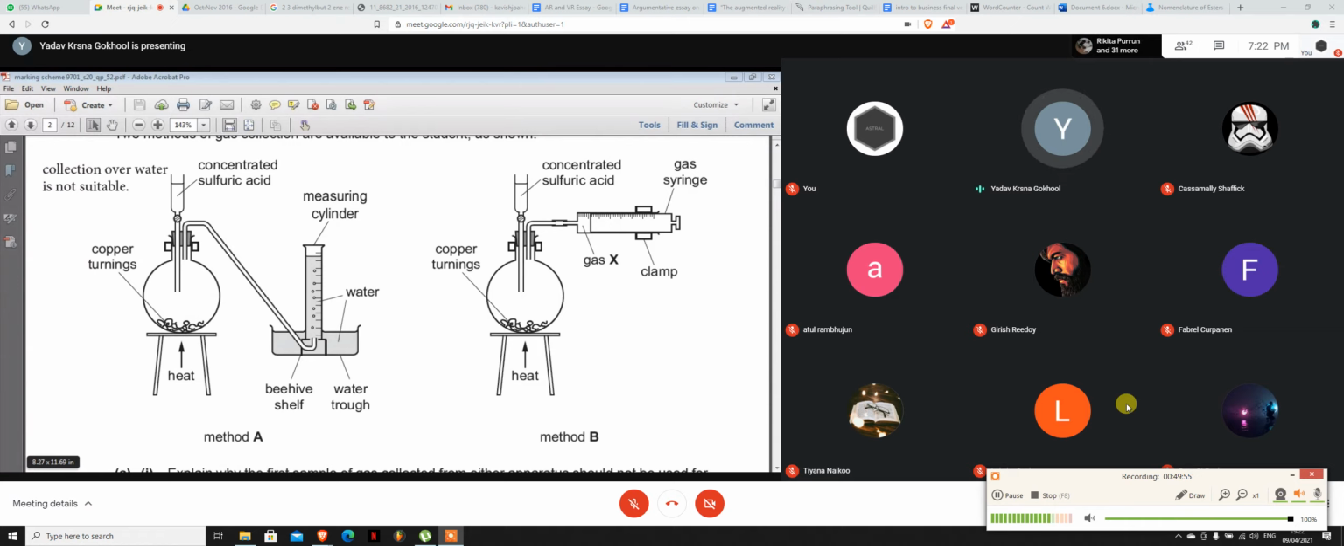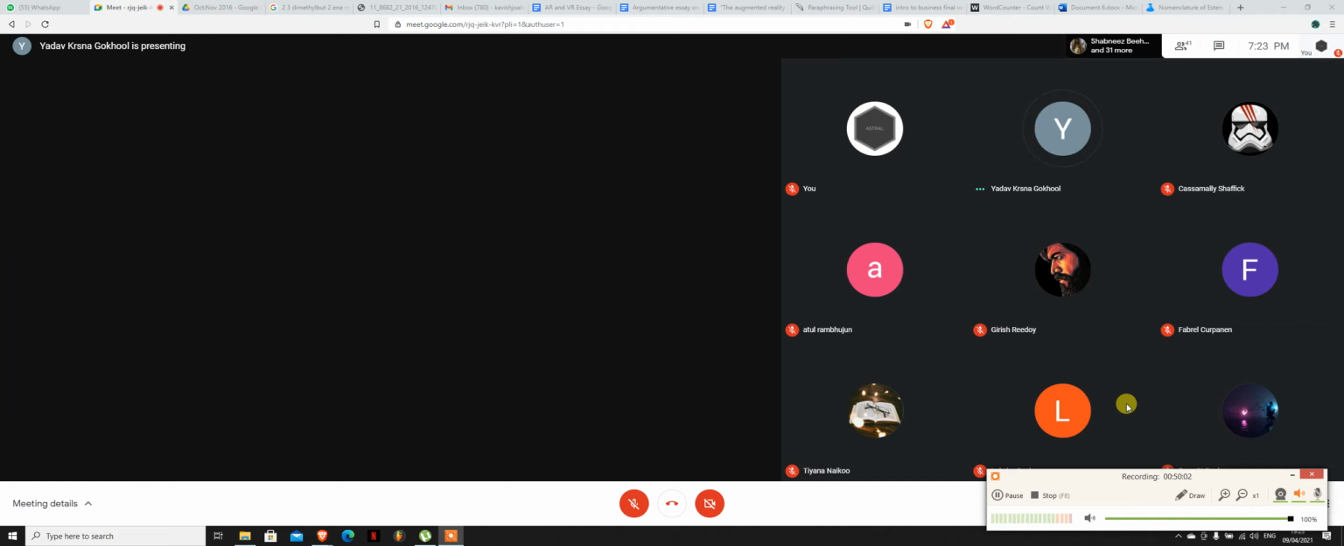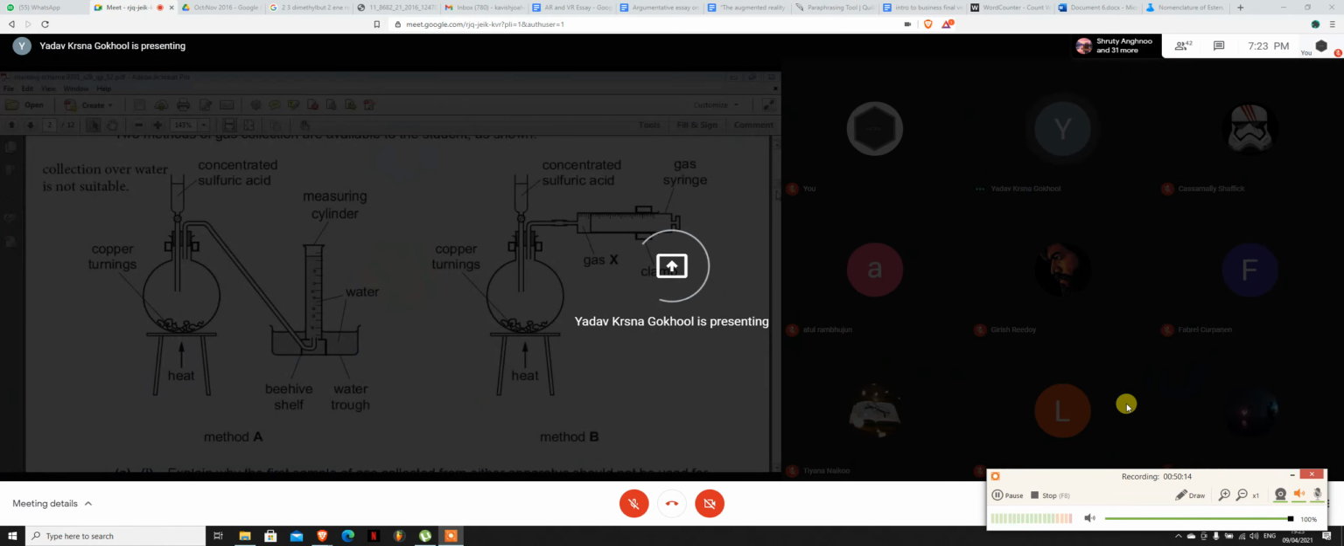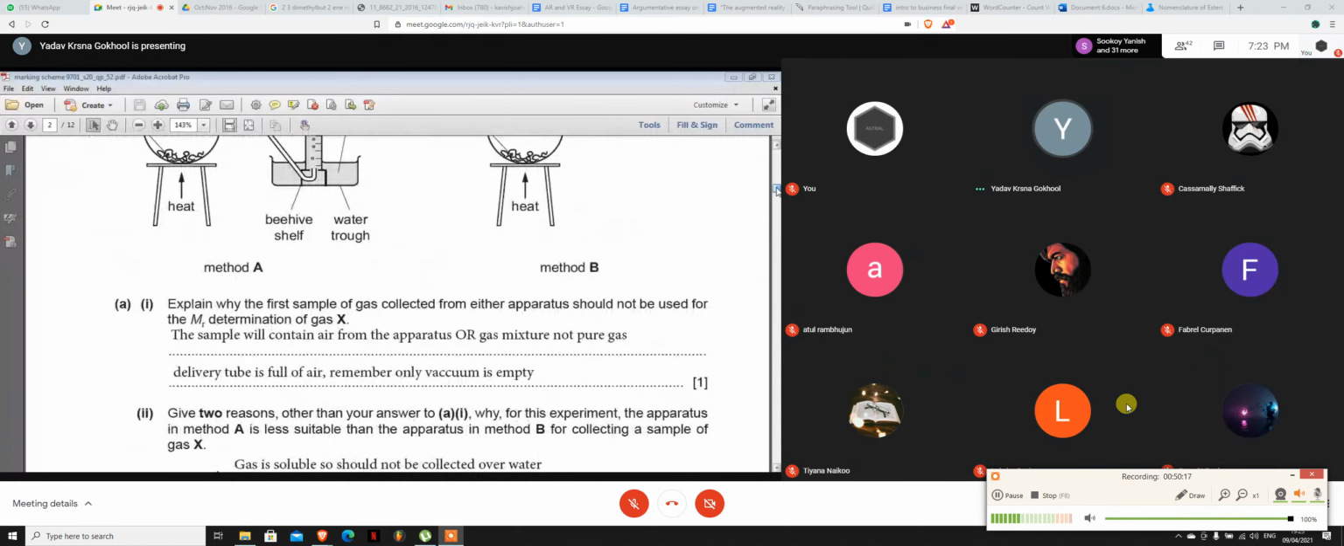So we have to neglect the first parts, okay, the first few volumes which are coming. We have just to neglect them. How we are going to do that, Cambridge has not asked, so we are not going to bother about it for the time being. But this is what is written. Okay, then I have written down that every tube is full of air. Remember, only vacuum is empty. So that air is going to be collected also.